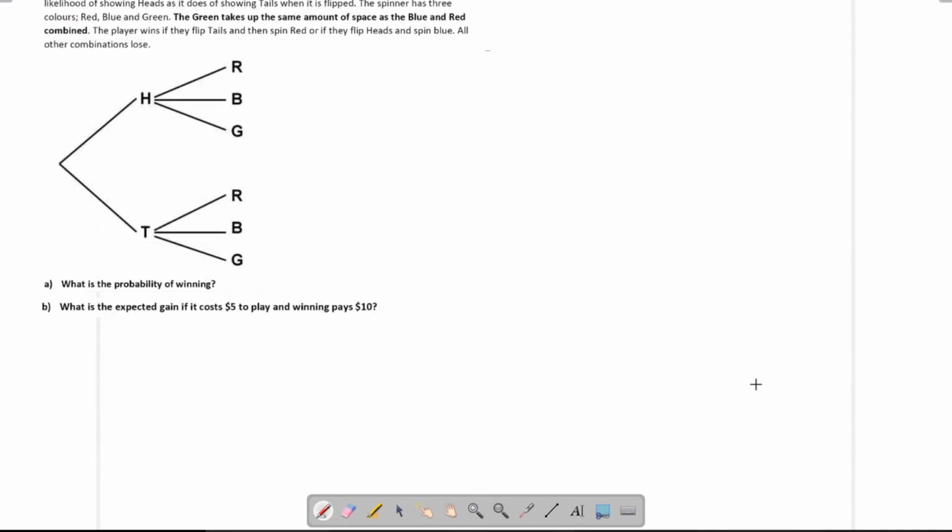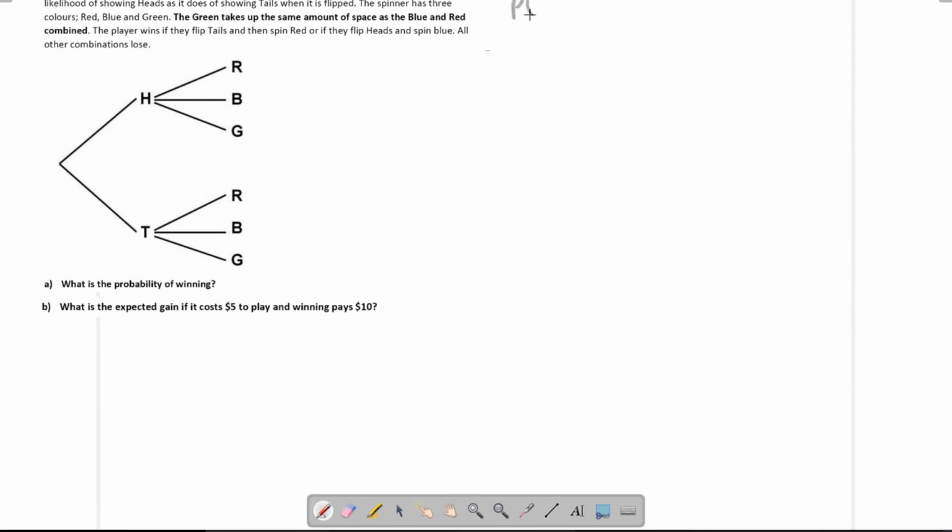Question 7. The game requires a player to first flip a coin and then spin a spinner. The coin has the same likelihood of showing heads as it does of showing tails when it's flipped. The spinner has 3 colors, red, blue, and green. The green takes up the same amount of space as blue and red combined. The player wins if they flip tails and then spin red, or if they flip heads and spin blue. All other combinations lose.